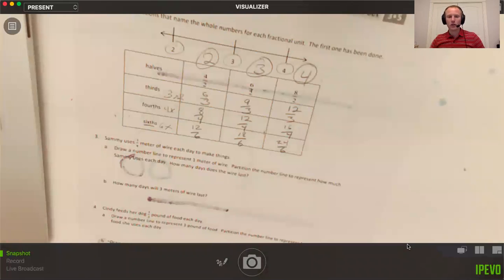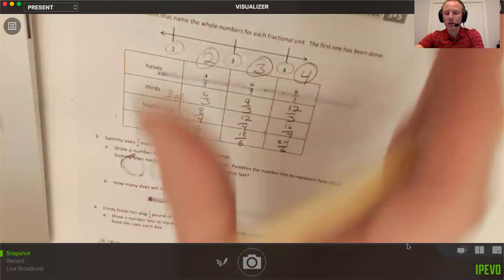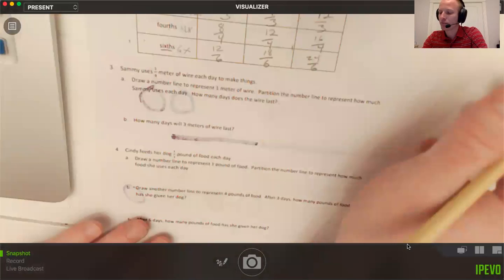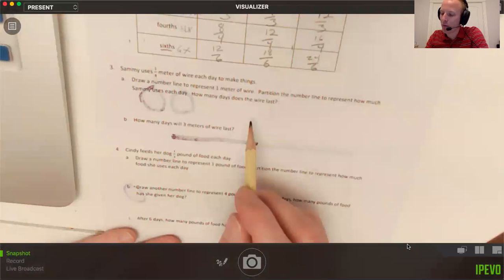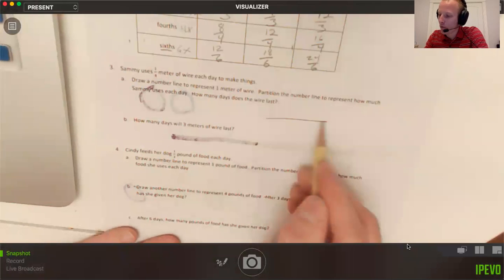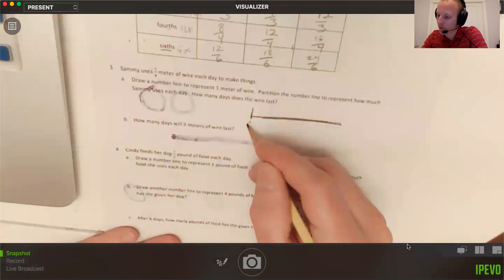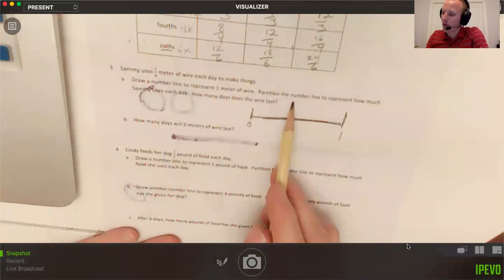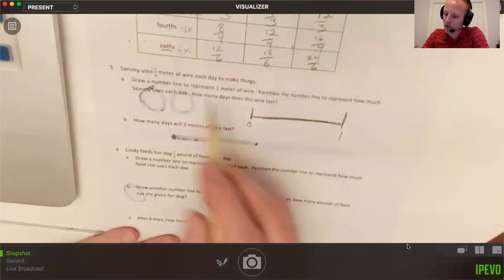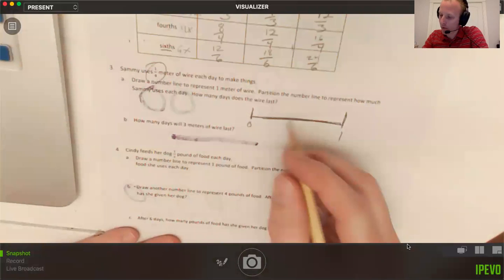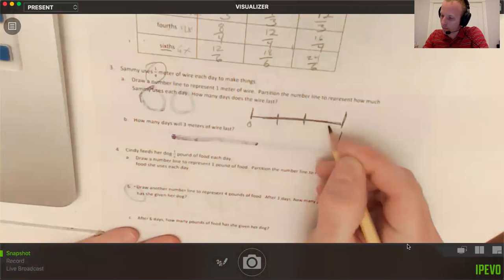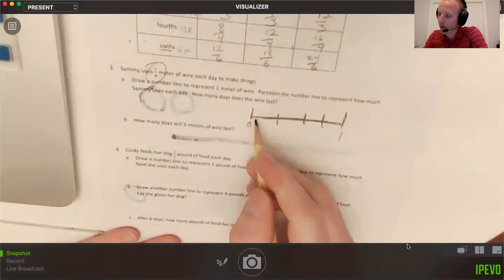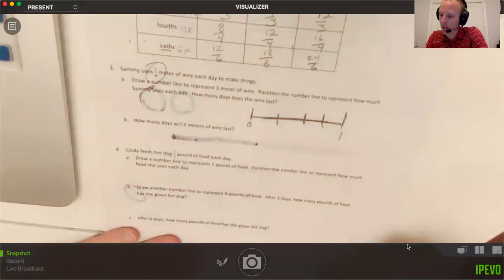The first one, number 3, says, Sammy uses 1/4 meter of wire every day to make things. Draw a number line that represents 1 meter of wire. So 1 whole meter. He starts with 0, he ends at 1. Partition the number line to represent how much Sammy uses each day. Well, we saw that he uses 1/4, so I'm going to separate my number line into 4 pieces. Day 1, day 2, day 3, day 4.